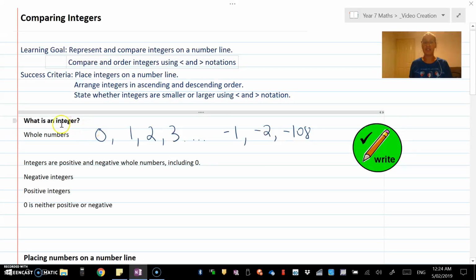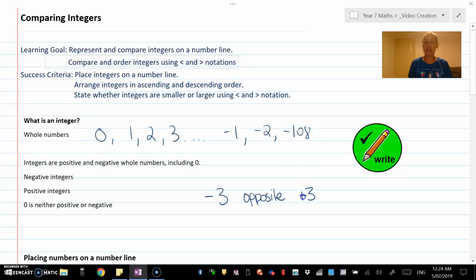So could you write down a definition now for what is an integer, with some examples? Okay, you've also got to note that you've got inverse numbers. So if we had -3, the opposite or the inverse of that is +3. Now you'll notice that with our positive numbers, I haven't actually written a positive symbol in there. It's just because we don't need to.